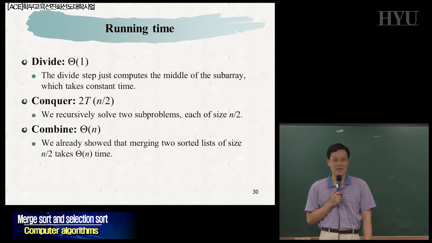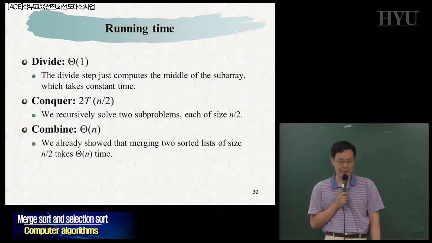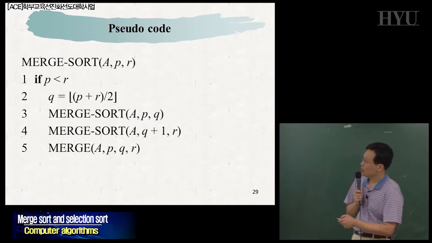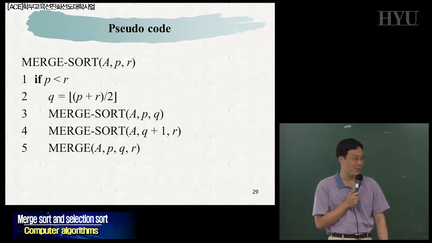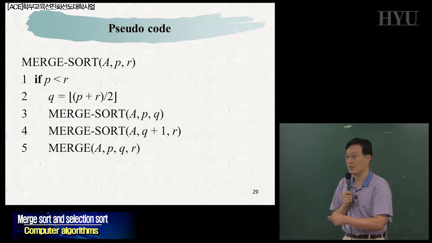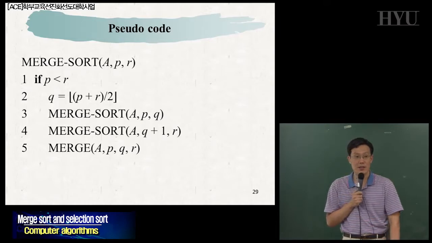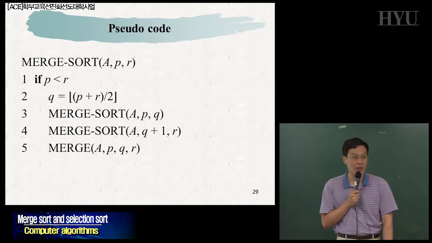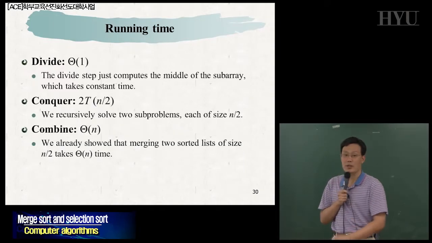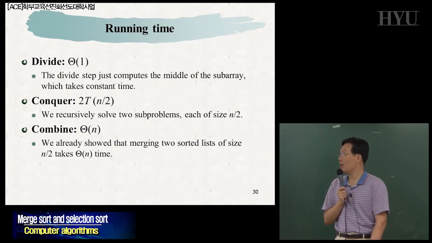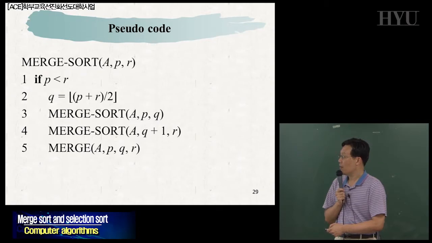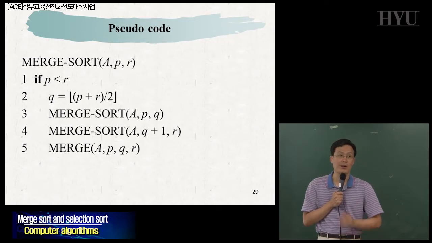Okay, then let's measure the running time of merge sort. So this is the division step, and this is the conquer step, and this is the last combination step. But what's the running time of this? It takes constant time, okay? So it takes theta of 1 time. And then, how about steps 3 and 4?